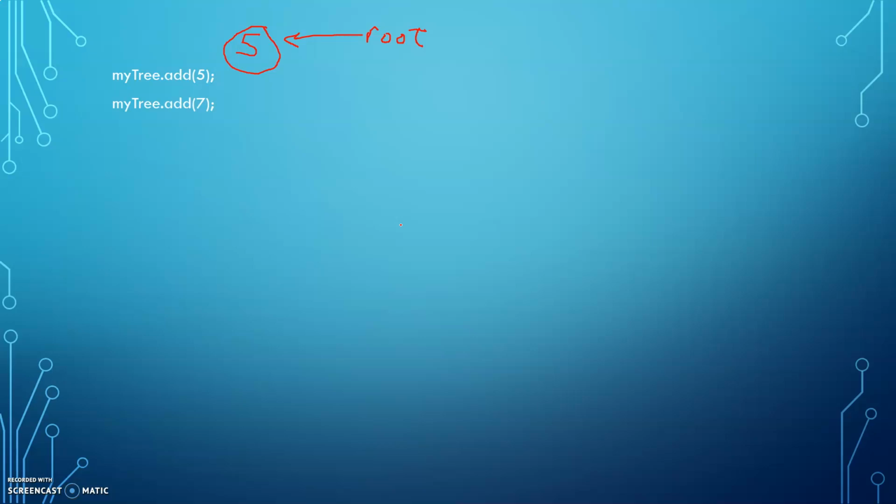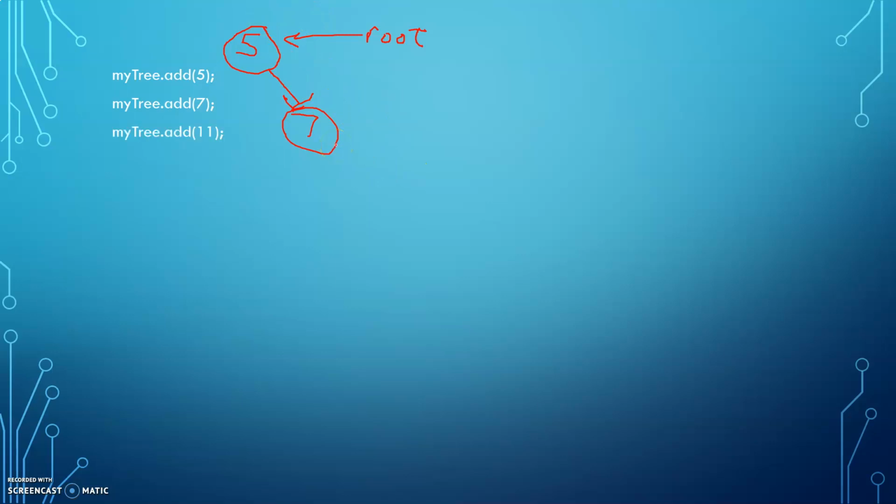Suppose the next add we have is 7. Remember the algorithm begins with cursor at root, and then it asks, is 7 less than 5? It's not, so it looks to the right. There's no link to the right, so the 7 is added on the right-hand side. And so our binary search tree at the present moment has 7 to the right of 5.